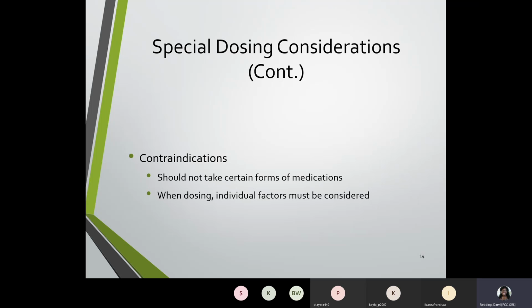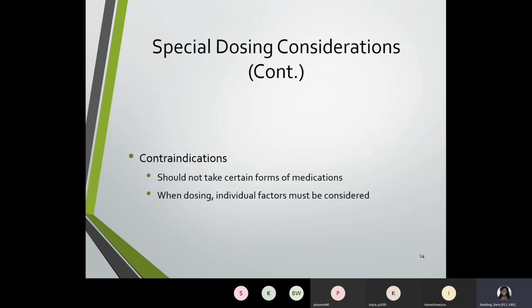So some things to consider is when dosing, individual factors must always be considered. So, just giving an example in regards to contraindication when it comes to the medicines that are being given.